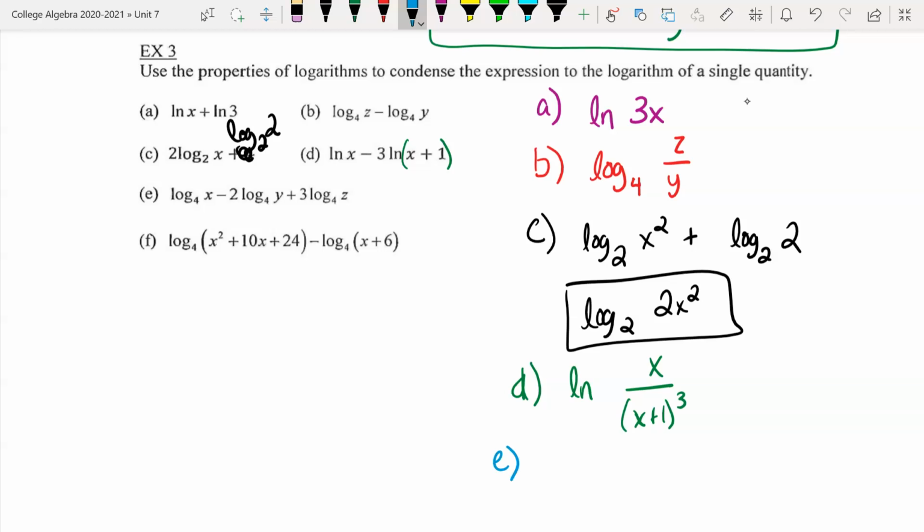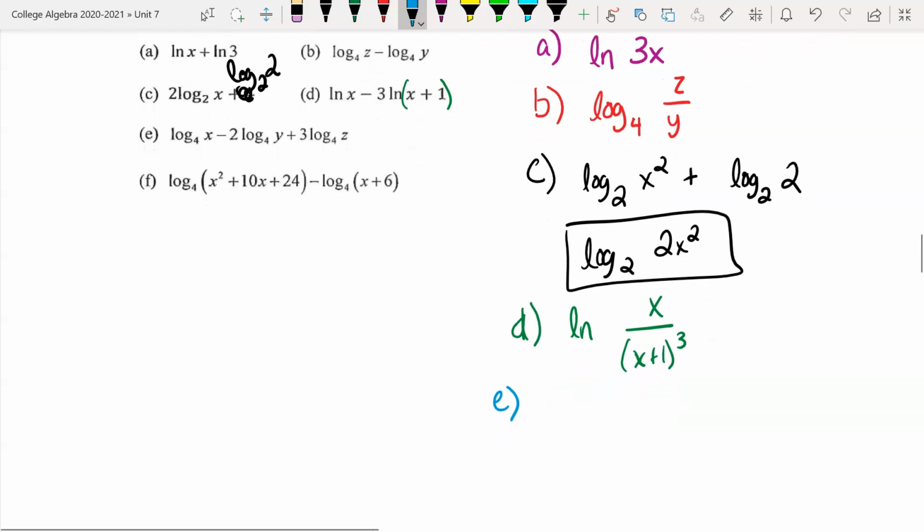E, there's subtraction and multiplication. All right, so no matter what, if you're adding, it's going to go on top. So I'm going to say log base 4 of x z to the third, because the z to the third is an addition one, so it's going to go on top. I'm dividing by y squared, because there's a 2 out front, so the exponent becomes a 2.